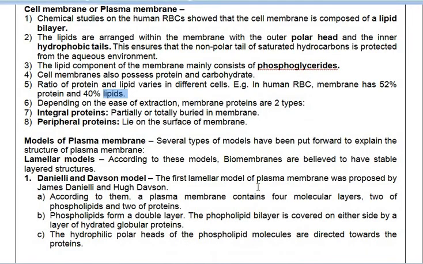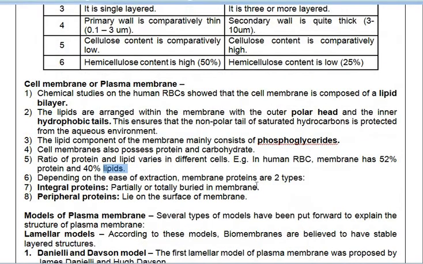Now you should know that the term cell membrane was originally used by Nageli and Cramer in 1855, and later on the same was named plasmalemma by Plowe in 1931. The plasma membrane was discovered by Schwann in 1838.